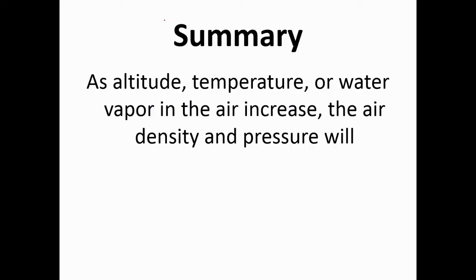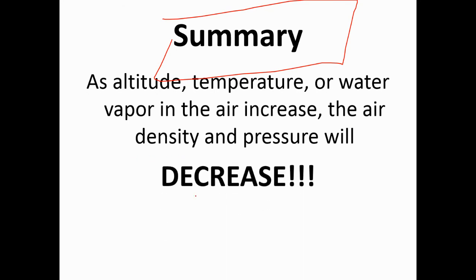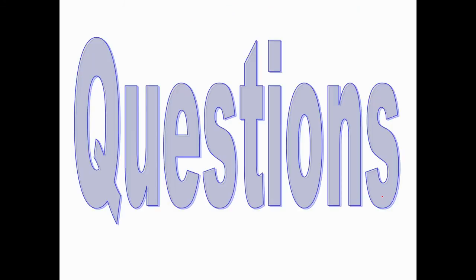All right, this is really all we're going to talk about today. Just as our summary goes, if altitude, temperature, or water vapor in the air increase, the air density and pressure will decrease. So all of these are inverse relationships. As one increases, the other is going to decrease. Some questions we're going to just review, so you can pause the video as we go through this.